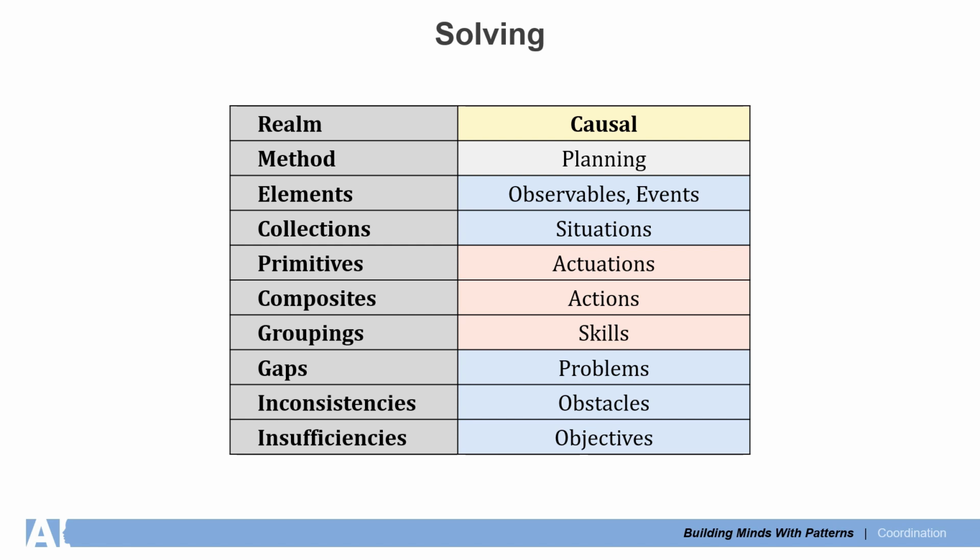The method is planning. Elements are observables or events. Collections of these elements are situations. Primitives used in planning are actuations. Composites of these actuations are actions, and groupings of these actions are skills. Gaps are problems, and inconsistencies encountered are obstacles. Insufficiencies in planning are called objectives.